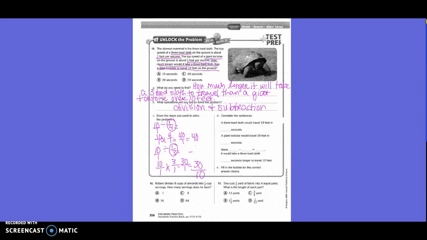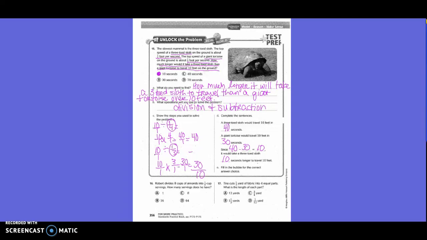So complete the sentences. A three-toed sloth would travel 10 feet in how many seconds? 40 seconds. A giant tortoise would travel 10 feet in 30 seconds. Since 40 minus 30 is 10, it would take a three-toed sloth 10 seconds longer to travel 10 feet. So letter A.